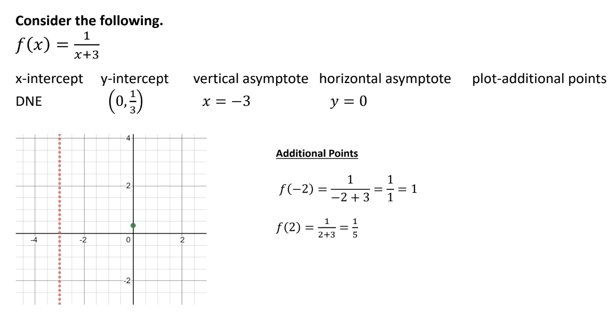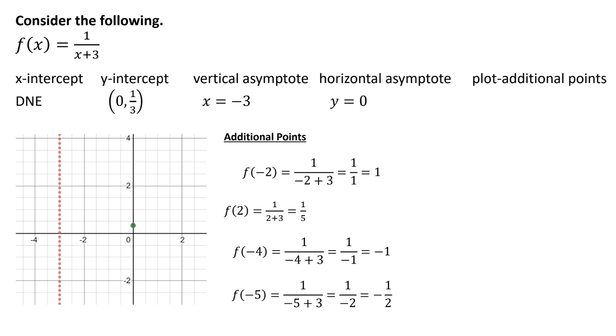So let's go ahead and graph. We have our vertical asymptote at x equals -3, and let's get some additional points. Since our vertical asymptote is at -3, let's pick some points that are around our vertical asymptote. So first, let's pick x equals -2. When we plug in x equals -2, we get a y value of 1. When we pick a value for x equals 2, we get a y value of 1/5.